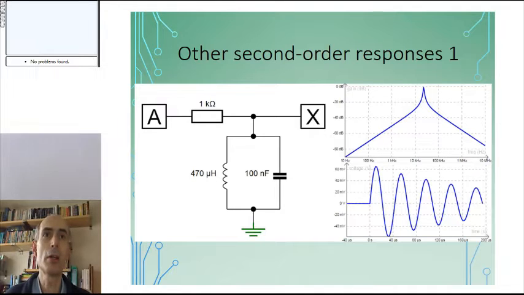With the components here, we get quite a large value of Q factor, as you can see from the very small 3 dB bandwidth in the frequency response. And that suggests a large amount of ringing in the time response, and that's indeed exactly what we see.